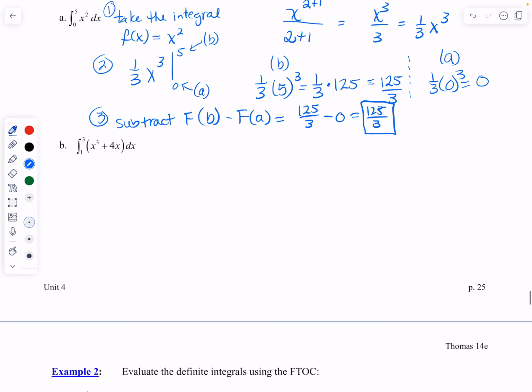So we're going to do the same process again for part b. B is taking the integral from 1 to 3 of x cubed plus 4x. So the first thing we have to do is take the antiderivative. I should say not take, but find. We have to find the antiderivative.